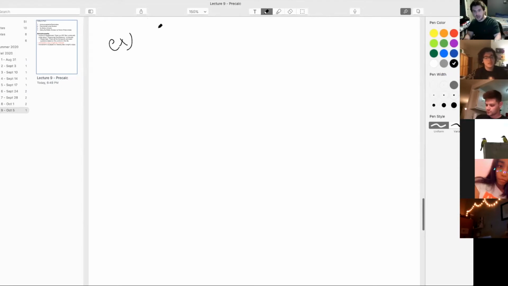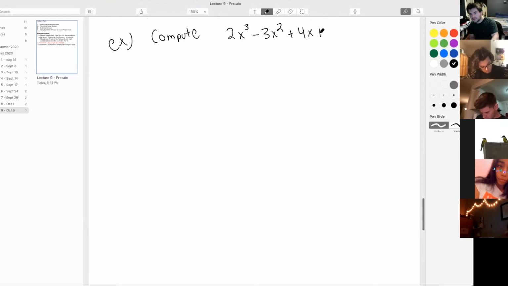Okay, so the task will be to compute, same as before, just a different polynomial, 2x cubed minus 3x squared plus 4x plus 5 divided by x plus 2.